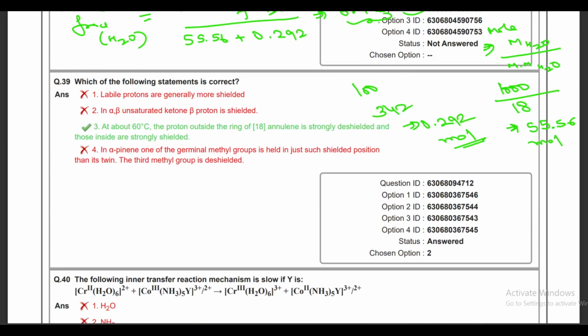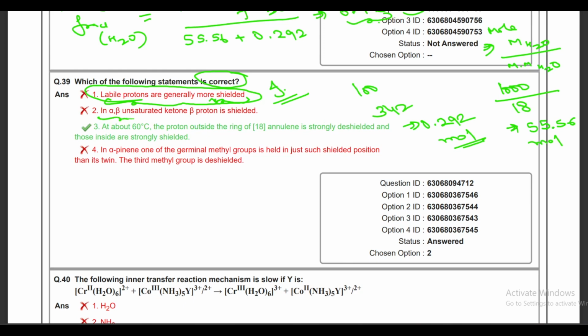In the next question, which of the statements is correct? So your first option, you have to mention correct. First is labile protons are generally more shielded. Clear? And this statement is incorrect. Actually, labile protons, such as those involved in hydrogen bonding, are generally more de-shielded, not shielded, and they are mentioning it shielded. So labile protons are generally more de-shielded. So the first statement is incorrect.